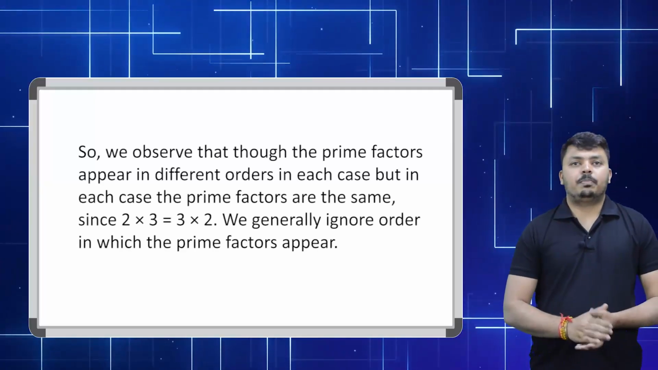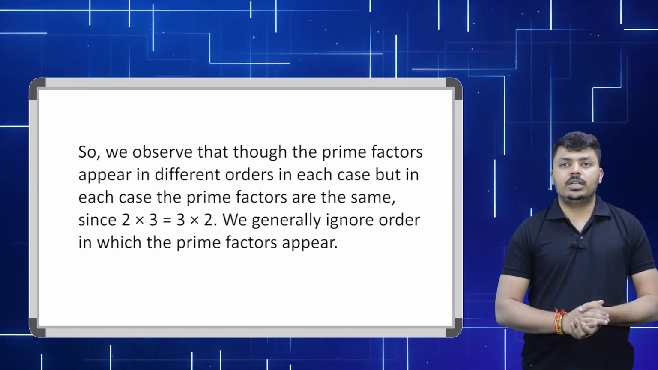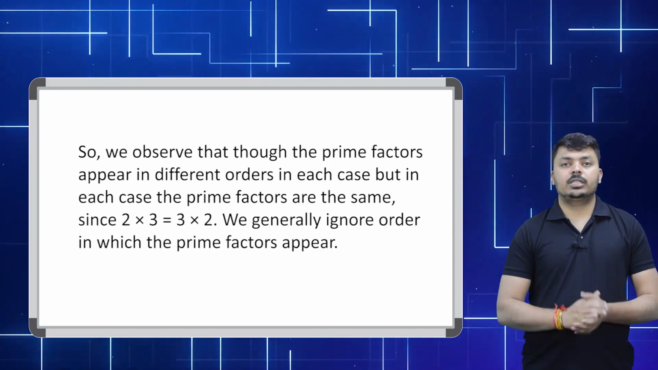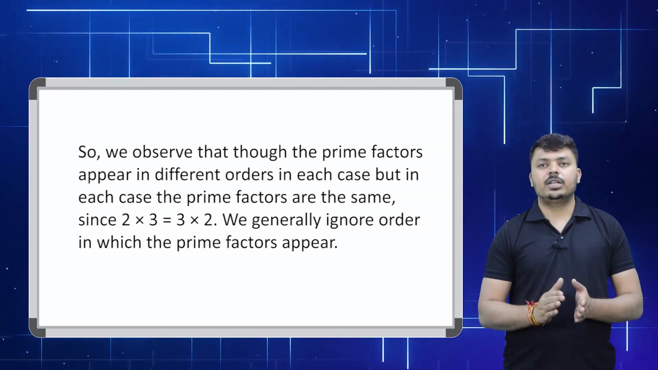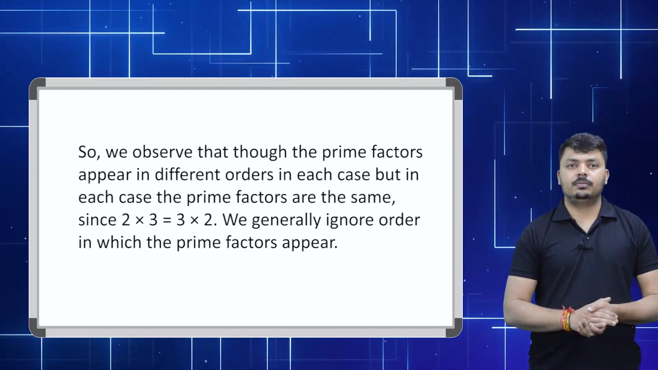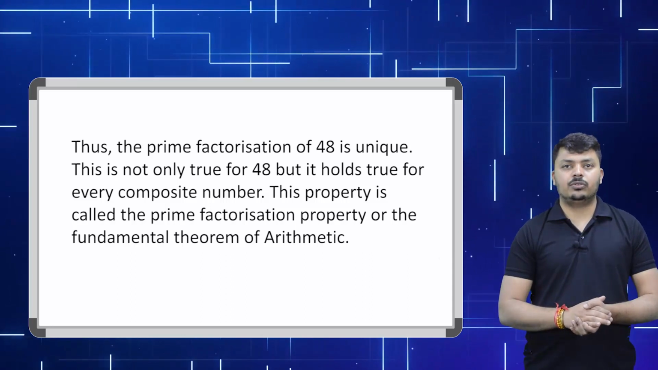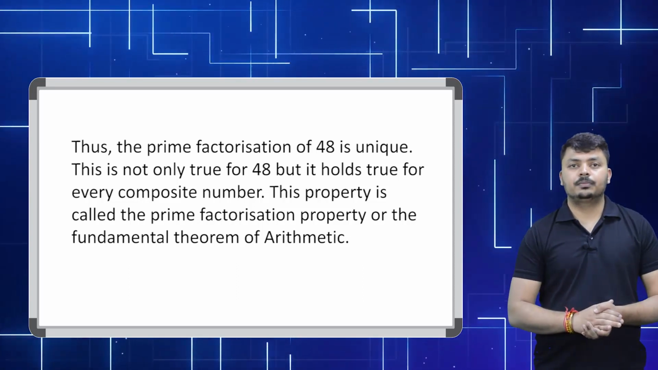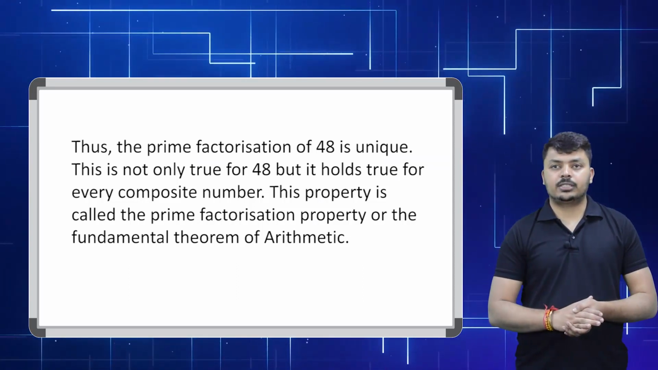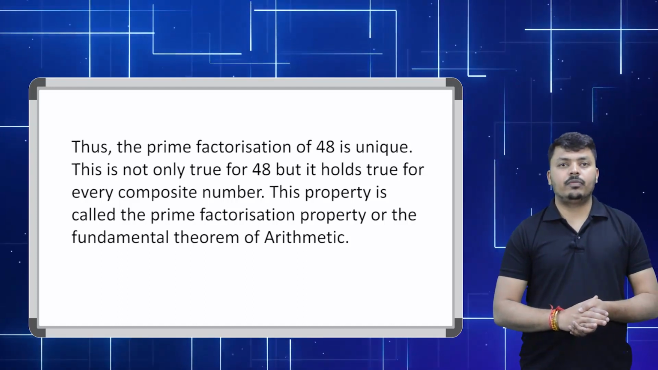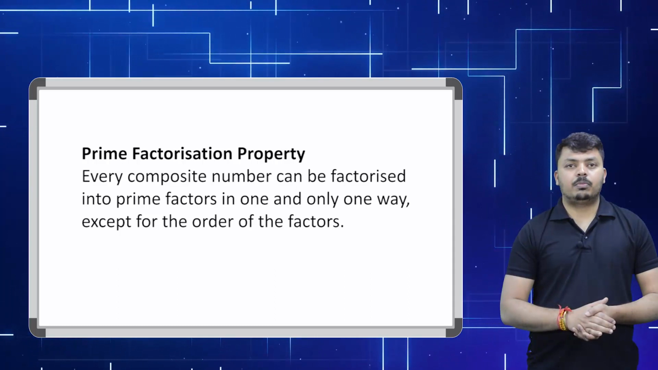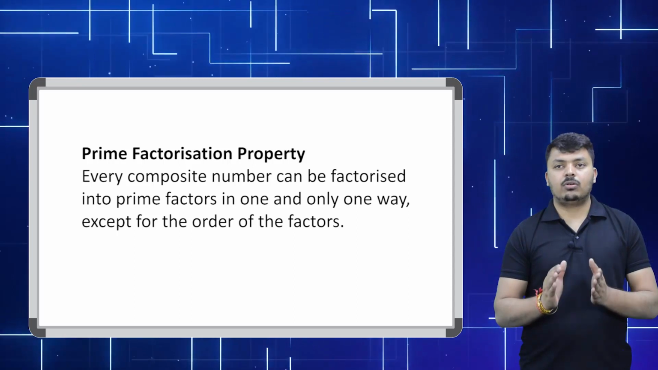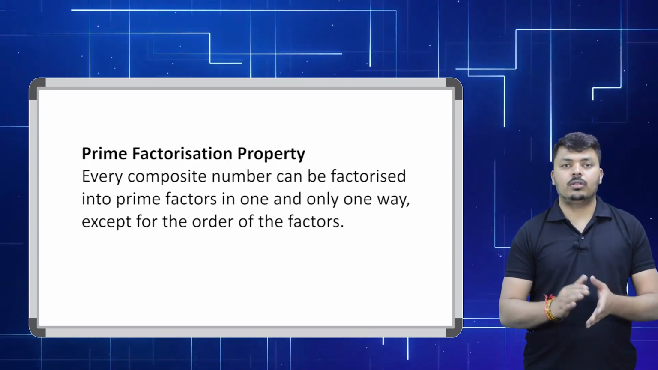So we observe that though the prime factors appear in different order in each case, in each case the prime factors are the same. Since 2 multiplied by 3 is equal to 3 multiplied by 2, we generally ignore the order in which the prime factors appear. Thus the prime factorization of 48 is unique. This is not only true for 48, but it holds true for every composite number. This property is called the prime factorization property of the fundamental theorem of arithmetic. Prime factorization property: every composite number can be factorized into prime factors in one and only one way, except for the order of the factors.